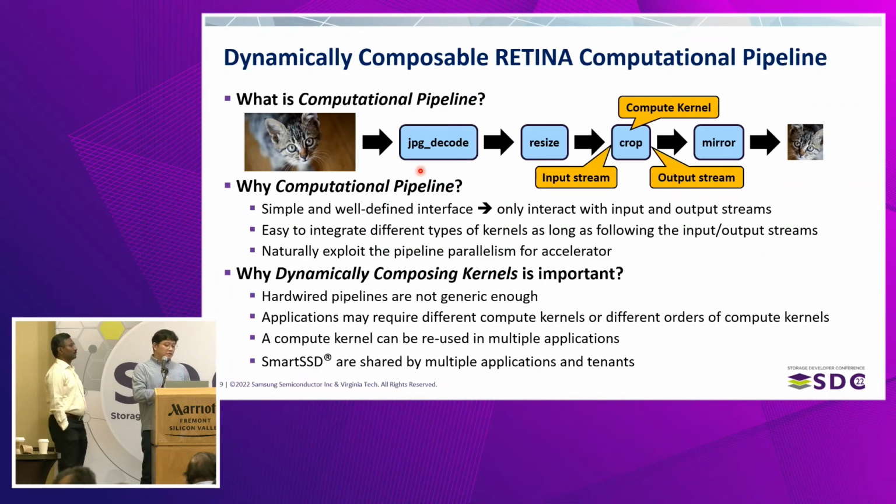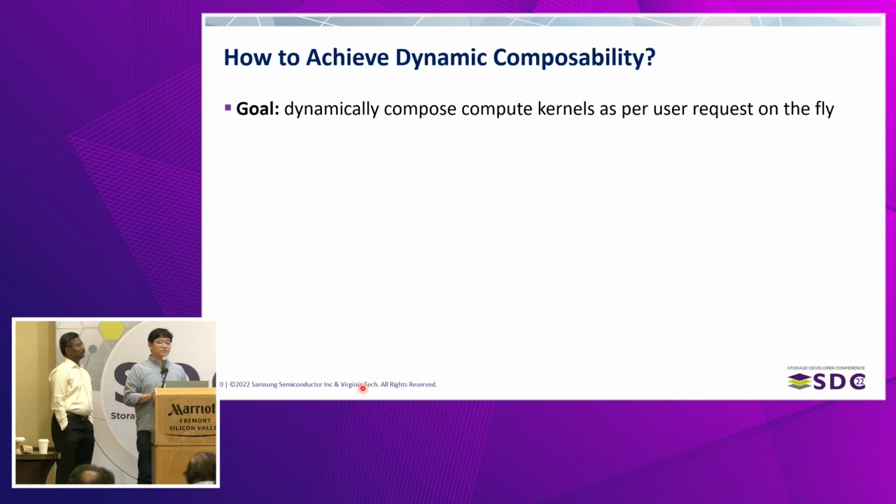Another important thing that we wanted to achieve is a dynamically composable pipeline, because hardwired pipelines are not generic enough. They are very specific to one type of application. Also, applications may require different compute kernels or different orders of the same compute kernels for their purpose. For example, JPEG decoding can be used not only for machine learning image classification training, but also for Photoshop-style image manipulation applications. And also, if we have dynamic composability, that means that the compute kernel is the unit of reusable code, right? So that allows multiple applications and ideally multiple tenants to share the same computational storage. So then our main design question is how to achieve dynamic composability, right?